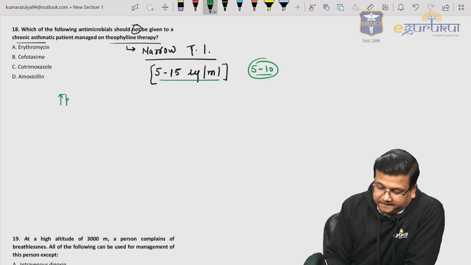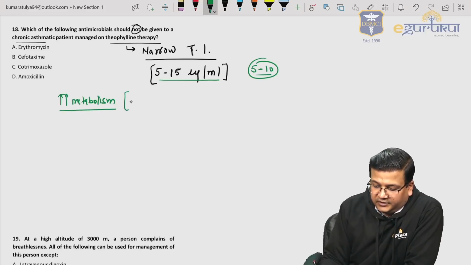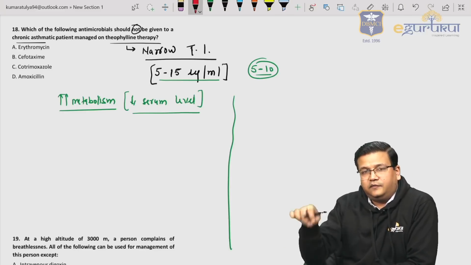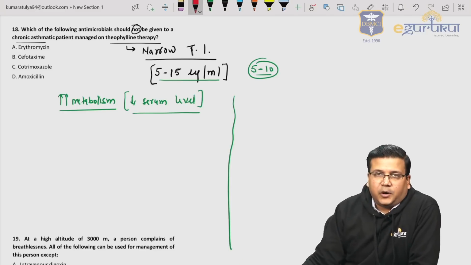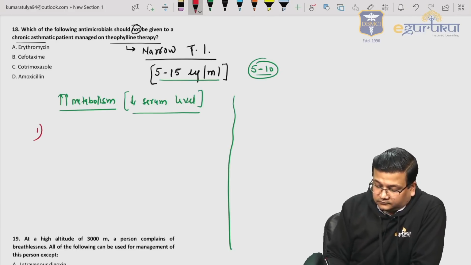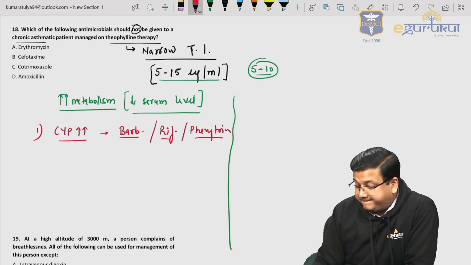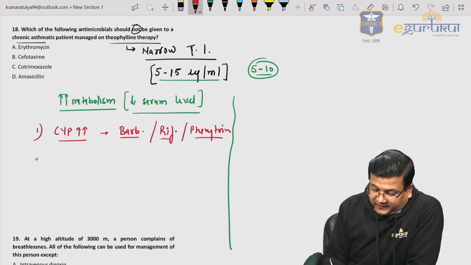So increased metabolism of theophylline would decrease the serum level. What are those conditions? Increased metabolism leading to fall in serum level, and that would wipe out its therapeutic effect. Number 1, enzyme inducers. So CYP inducers, drugs like barbiturate, rifampicin, phenytoin. These drugs will increase its metabolism, decrease its serum level, and reduce its therapeutic effect.